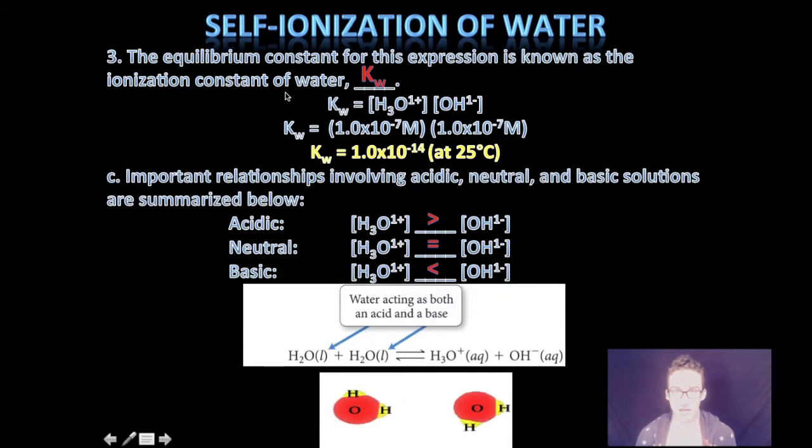And then lastly, there are just some important relationships to walk away with as you think about the Kw expression. You are going to have an acidic solution if you have a larger concentration of hydronium ions than hydroxide ions in solution. If those two concentrations are equal, then you will have what is called a neutral solution. And if you've got a greater concentration of hydroxide ions in solution than hydronium ions, you will have a basic solution.